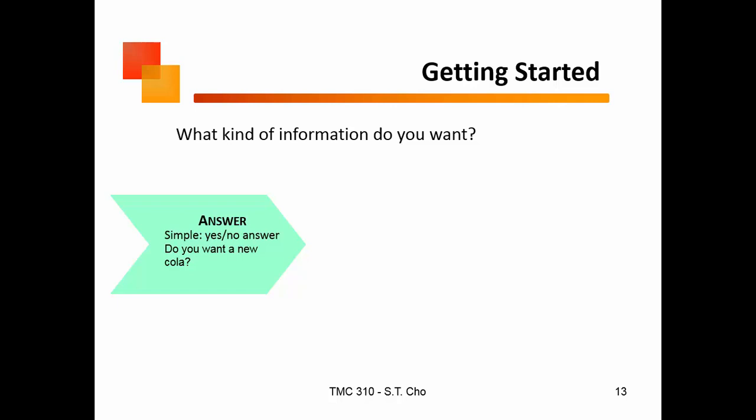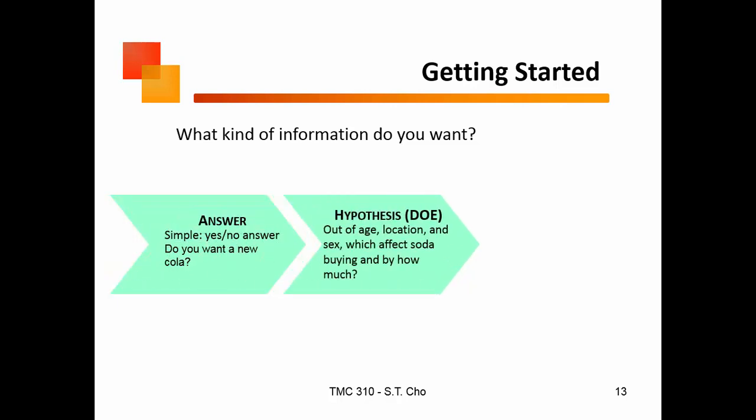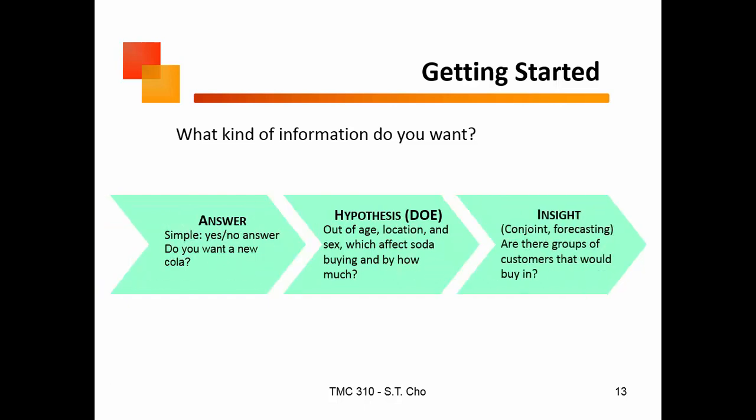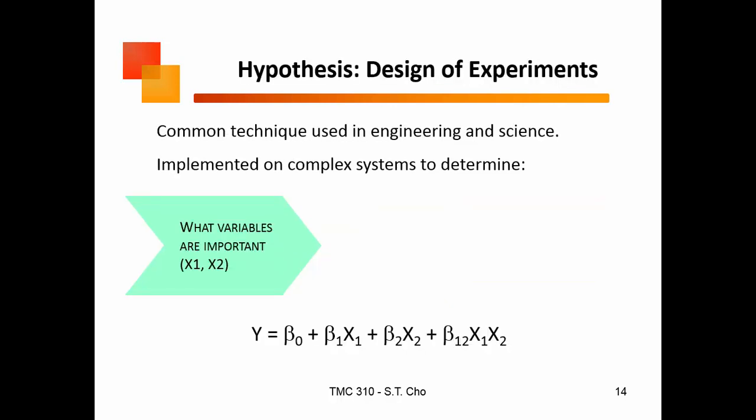So what kind of information do you want as you get started? Well, one of the big failures of Coke is they didn't ask the most basic question: do you want a new cola? Again, this is all about a hypothesis. You have an idea and you have to prove it. And what design of experiments is about is it tells you which variables are important and which ones aren't. And so this gives you insight. You can learn about what groups of customers are going to buy in and what aren't. In the next video, we'll start to talk about design of experiments.